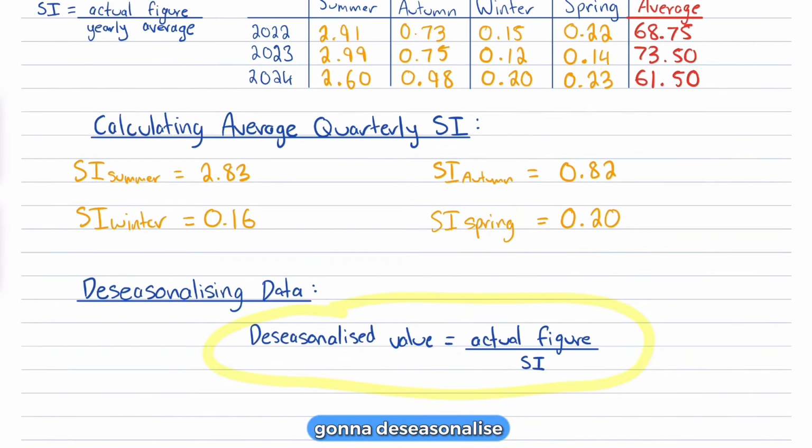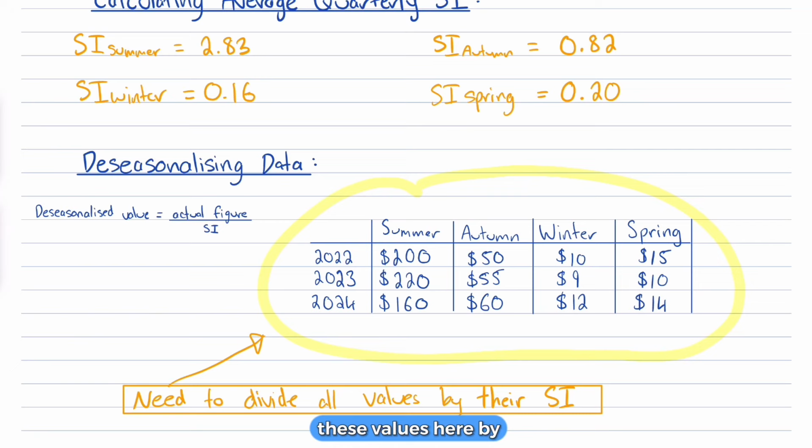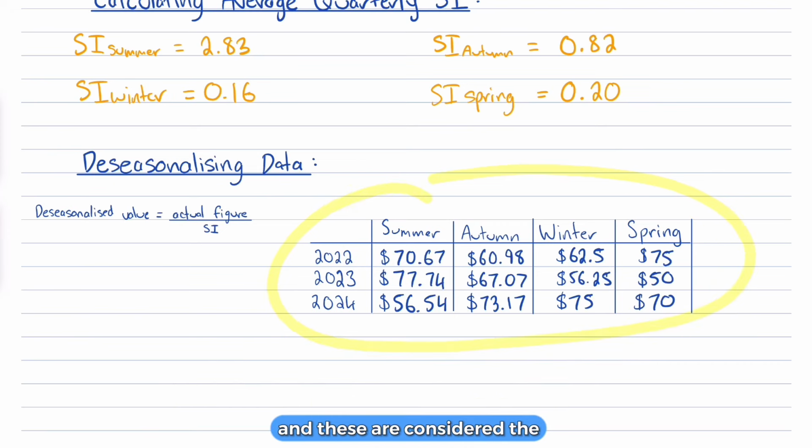Now we're going to deseasonalize the values. The way to deseasonalize the values, and this is the second formula, you don't get on the formula sheet, so you're going to have to memorize this formula. To deseasonalize the values, we've got to do the actual figure divided by the seasonal index that we just calculated above. So we need to divide all of these values by their corresponding seasonal index. So when we do that, we get these values here, and these are considered the deseasonalized values.